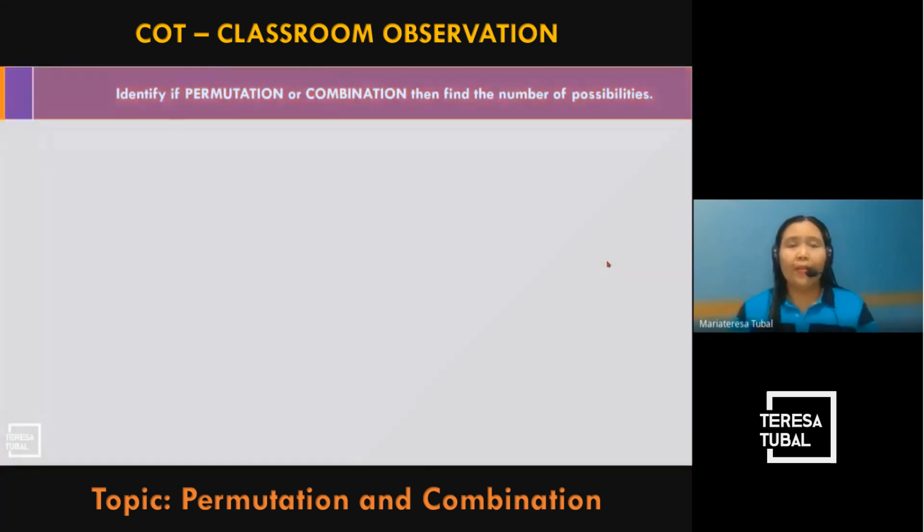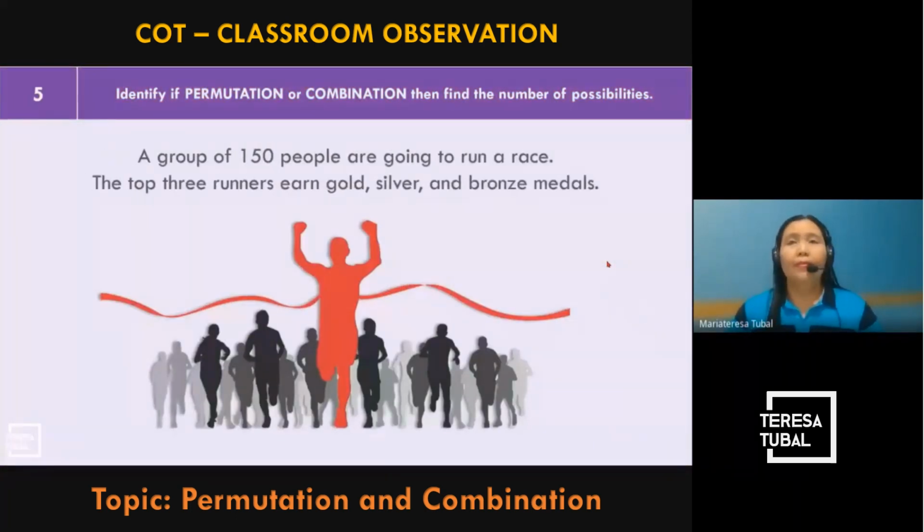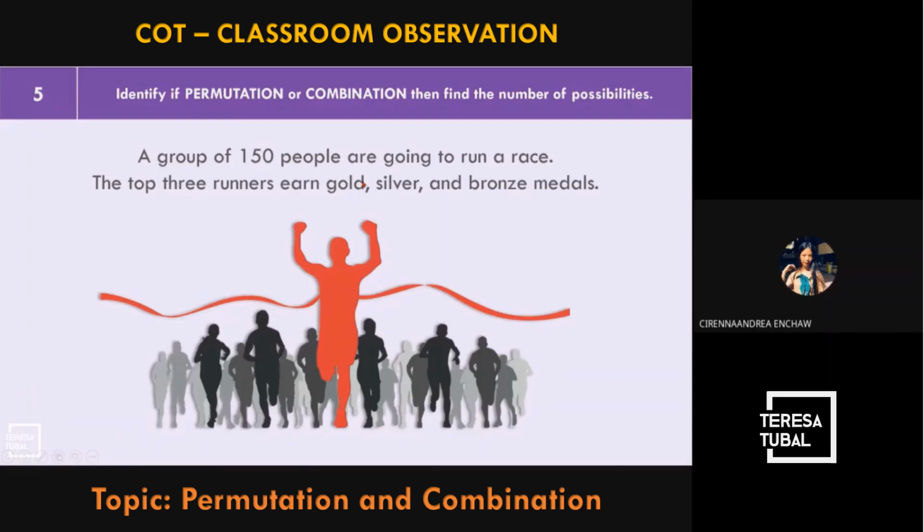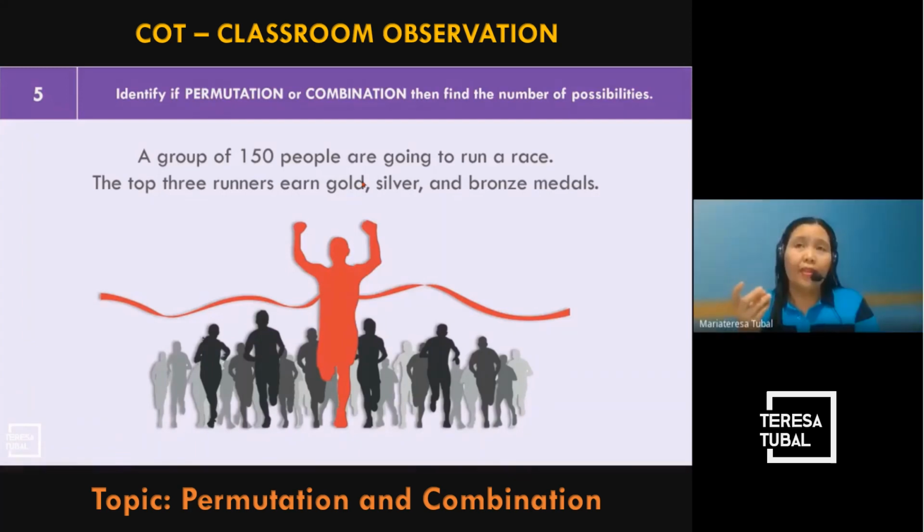Okay, how about number 5? A group of 150 people, right now, hindi natin nagagawa yan because of the pandemic. So in the future, if you want to get a runner race, the top 3 numbers earn gold, silver, and bronze medals. So let us see what could be the value of N and then R. Yes, Chow? N is equal to 150. R? Okay, very good. So, paano nakuha yung R, Chow? That is equal to 3?